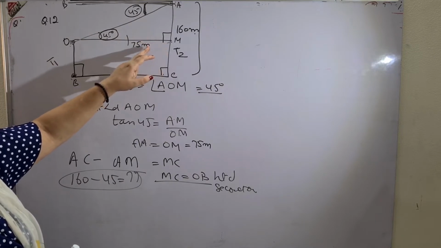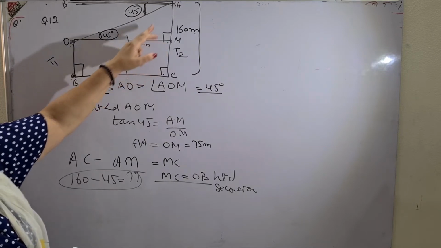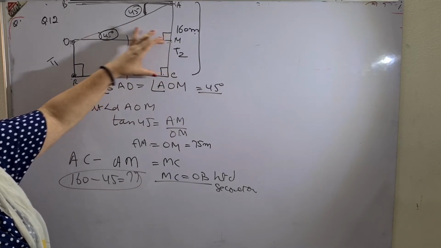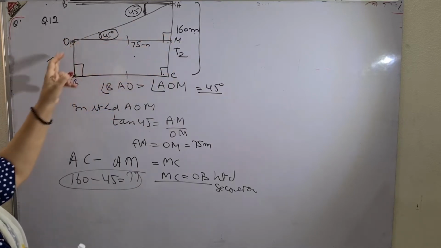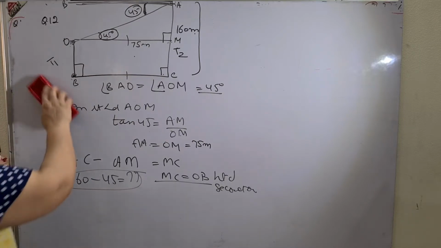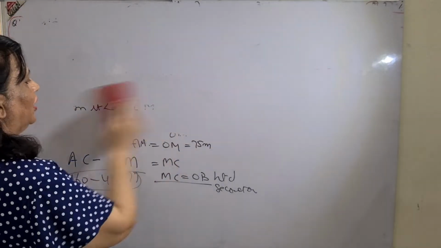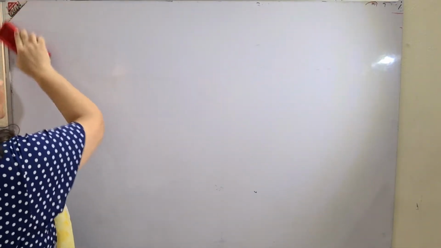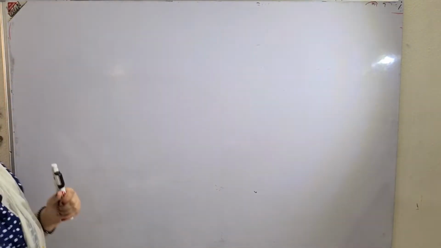I found the values from there. Once I got the value from 160, I subtracted the value and got the value of MC. But MC is equal to OB, opposite sides of a rectangle. And children, please mention why they are equal. You have to mention the reason, because the opposite sides of the rectangle are equal. So the height of the second tower is the same as the height found in the first tower.